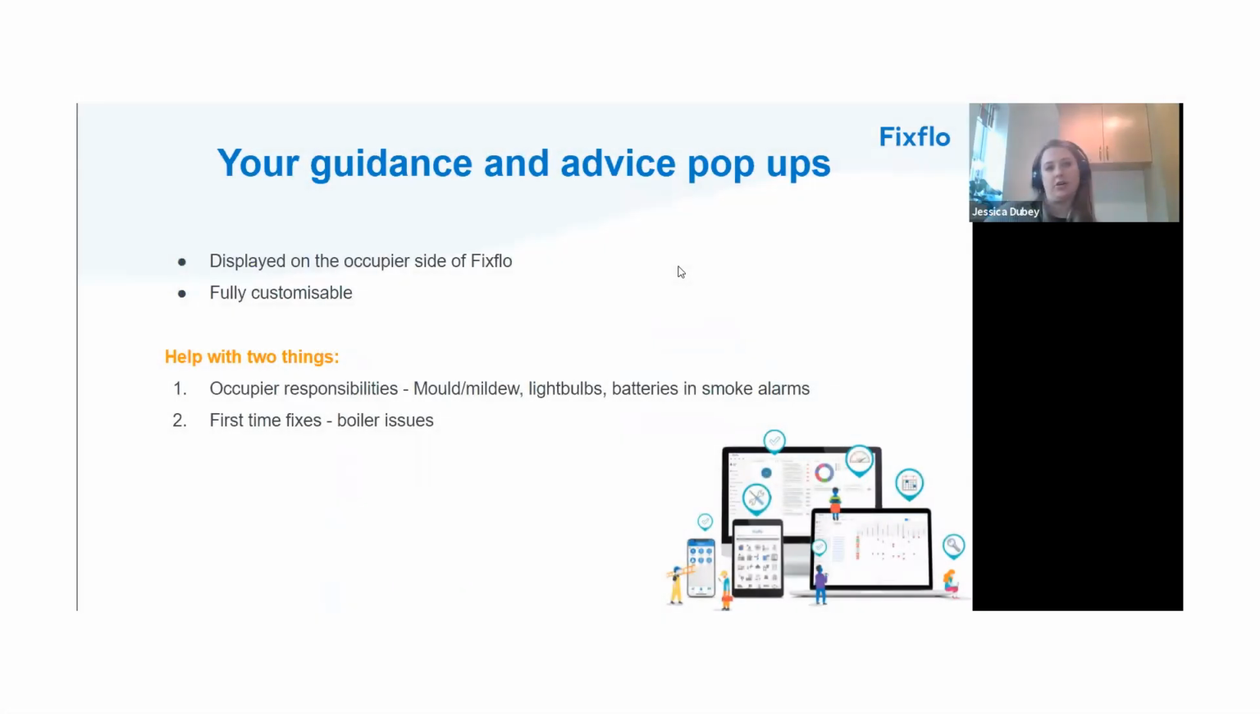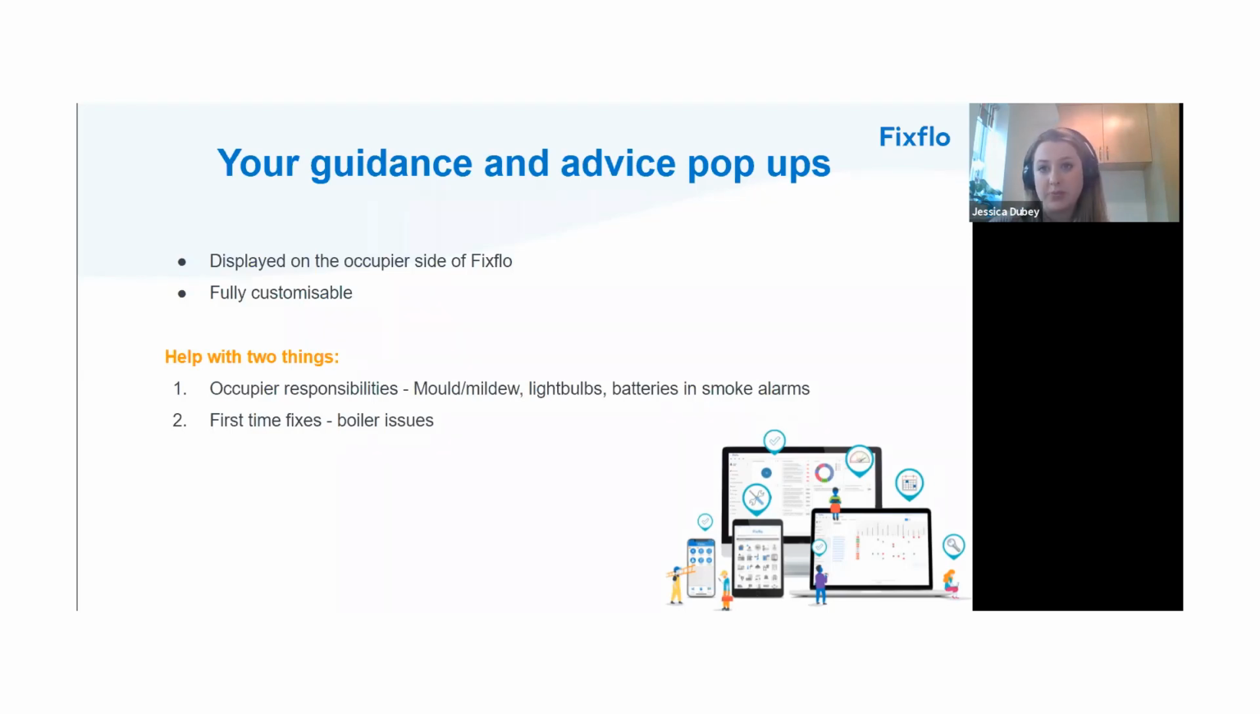Okay, so the first thing we're going to go through is an explanation of these guidance and advice pop-ups. What are they? These are actually displayed on the occupier side of Fixflo. So when an occupier goes to report maintenance issues, they can see these guidance and advice pop-ups depending on which icon they choose and which fault they've selected. These are fully customizable, so you can add some where we haven't, and you can change the ones that we've added for you. I'm going to show you in today's webinar how you can customize these.